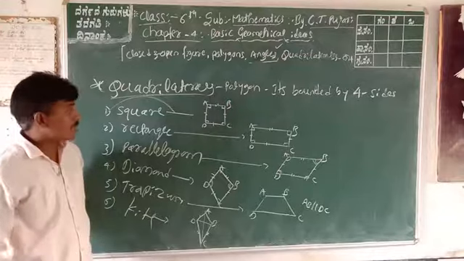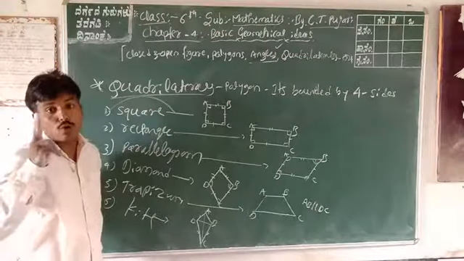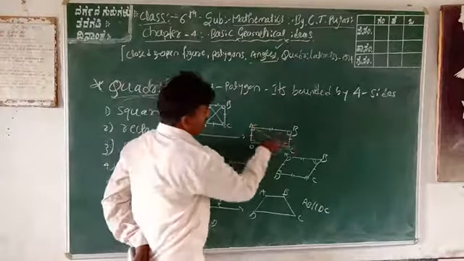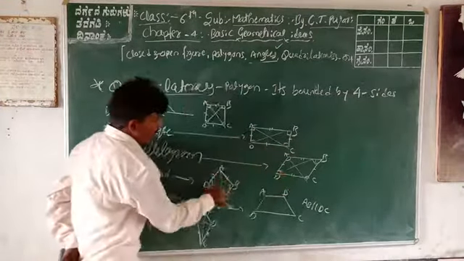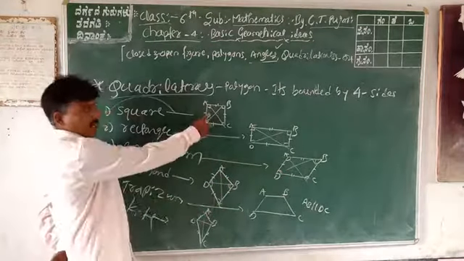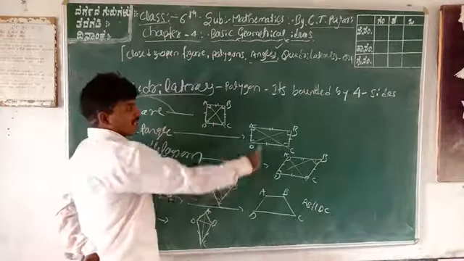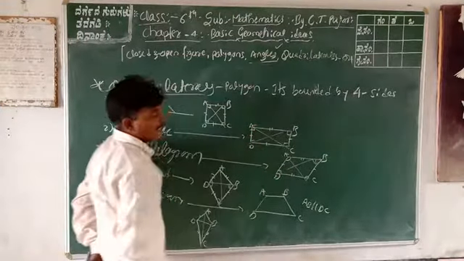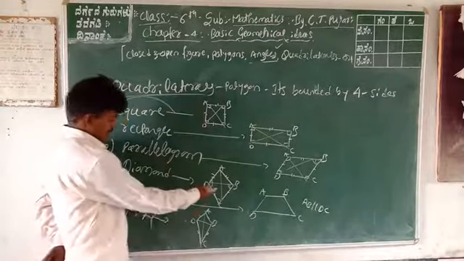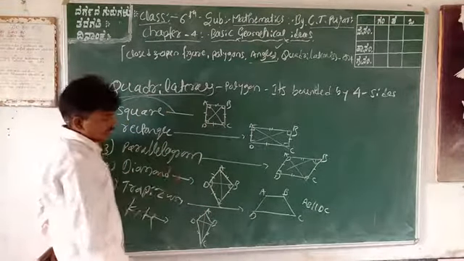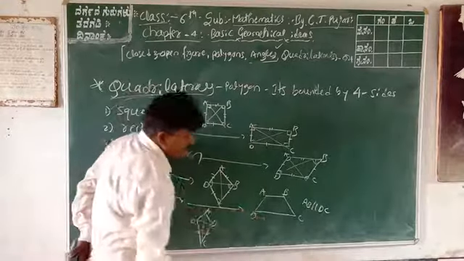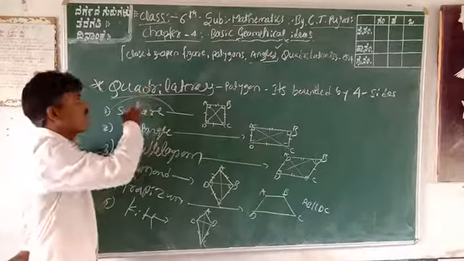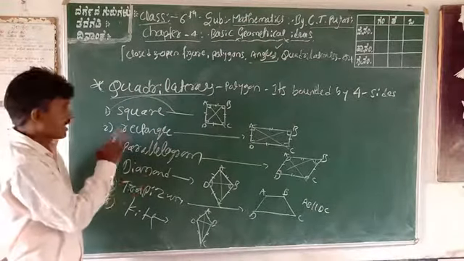In all quadrilaterals there are only two diagonals. In a square, the diagonals are equal. In a rectangle, the diagonals are equal. But in a parallelogram, the diagonals are not equal. In a diamond also, not equal. In a trapezium also not equal, and in a kite also not equal. These are the definition of quadrilaterals and types of quadrilaterals.